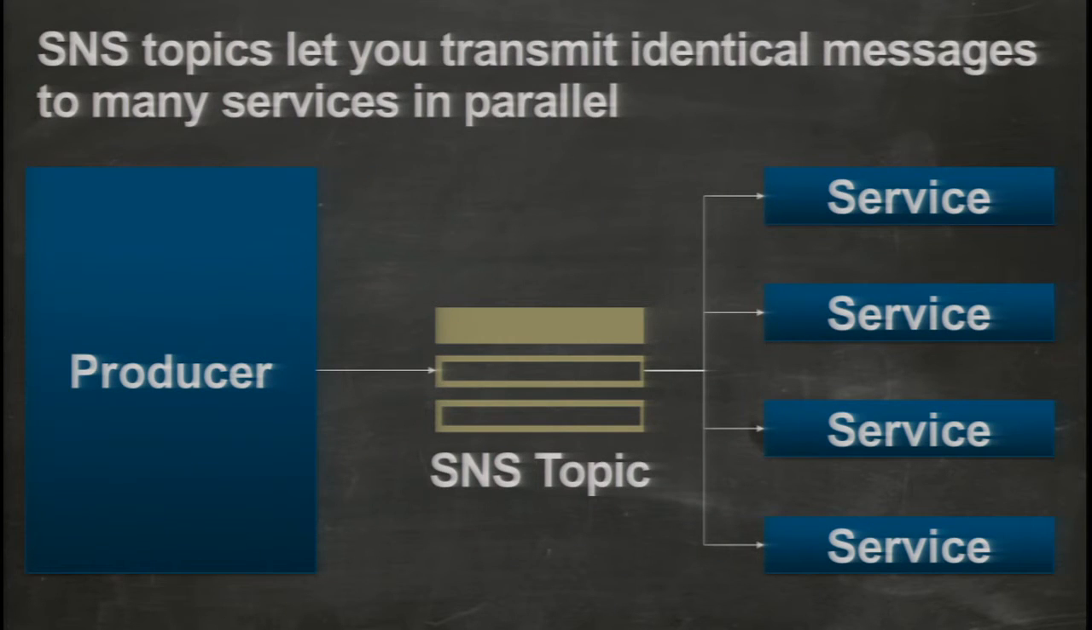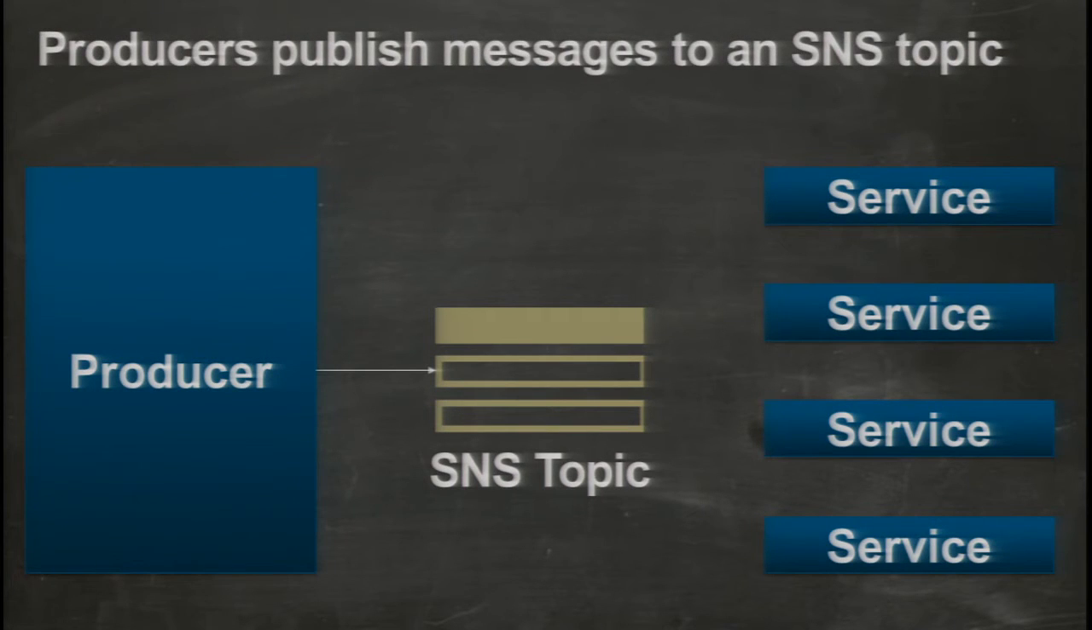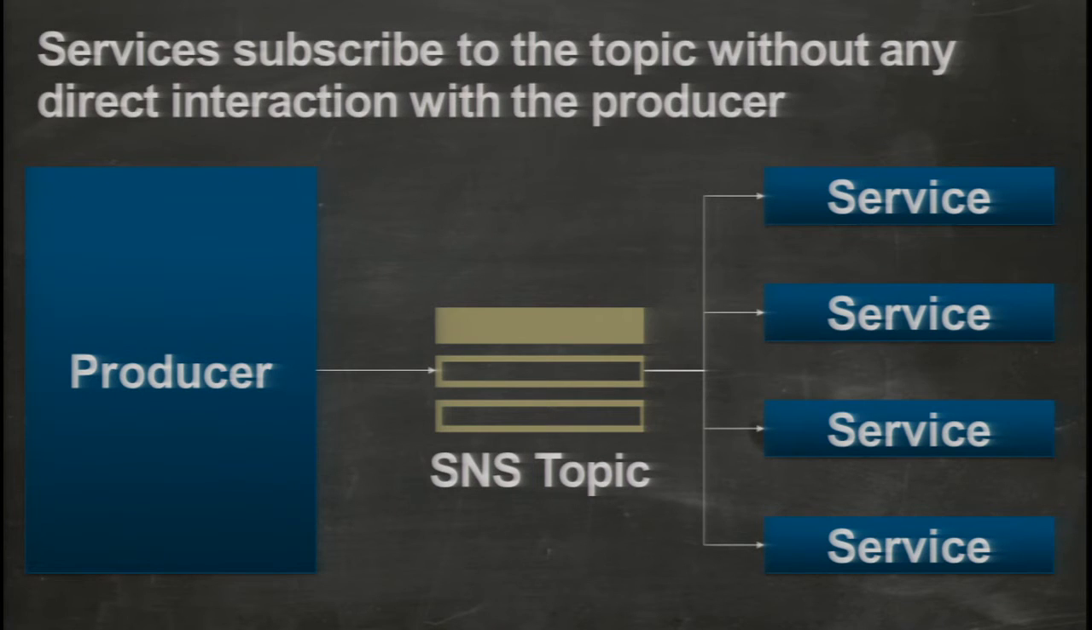What you can use is the simple notification service. We call them topics, an SNS topic that decouples the producer and the services that consume its messages. The producer publishes messages to the SNS topic just once. And SNS is designed to fan out identical copies of that message to each of the services that subscribe to it. And when the services subscribe to an SNS topic, they don't interact at all with the producer. So it doesn't care if you have 1 or 1,000 or many thousands subscribing.